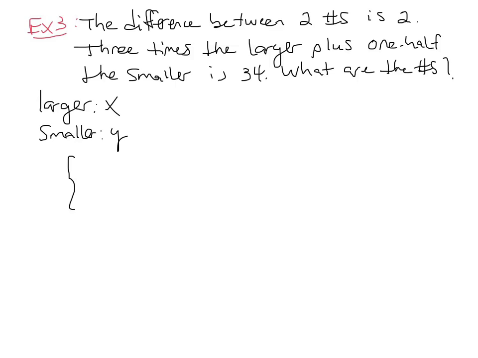So here's what we know. The difference between them is 2. It means if you subtract them, you get a difference of 2. But when you subtract, if you get a positive difference, you have to do larger minus smaller. And then we know that 3 times the larger, well, that's 3x, plus 1/2 of the smaller is equal to 34.